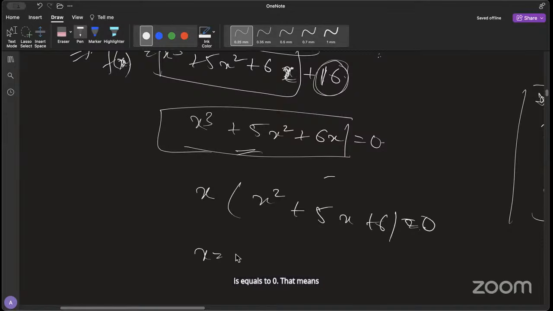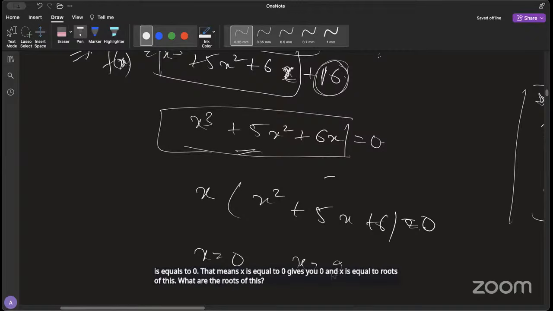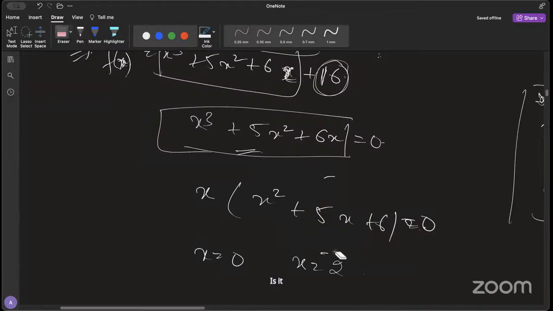That means x equals 0 gives you 0, and x equals the roots of this. What are the roots of this? Minus 2 should be a root, and minus 3. How's 2 a root? This is all positive, right? Both are minus. If you split it as 2x and 3x, you'll have x plus 2 and x plus 3. So both 2 and 3 are the roots.